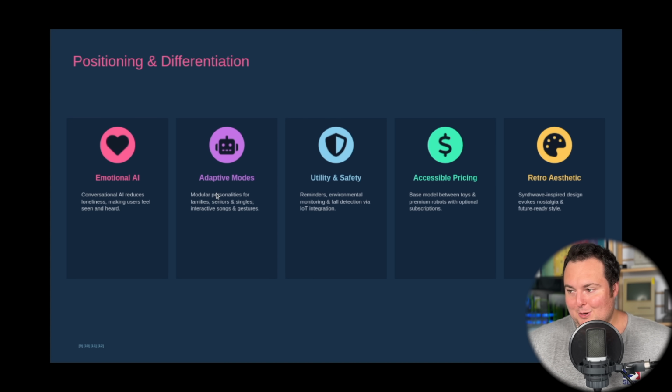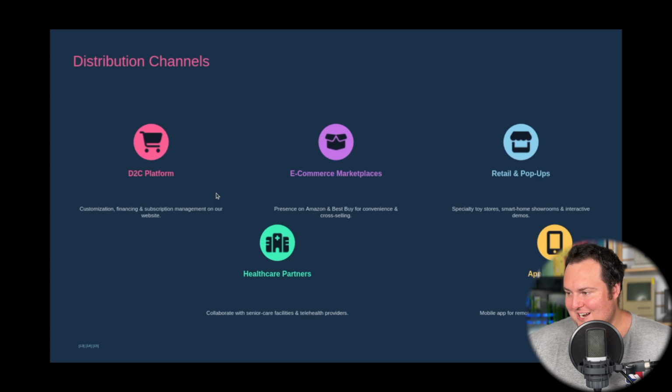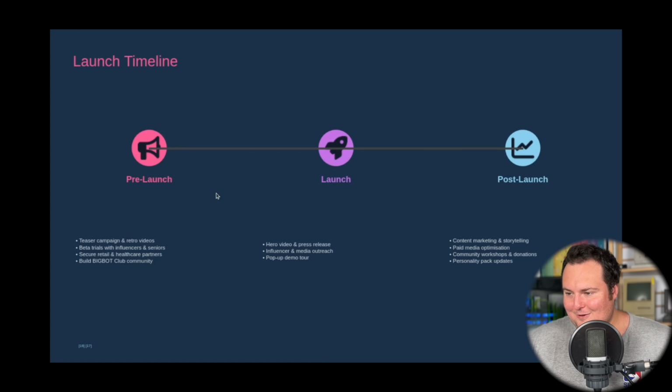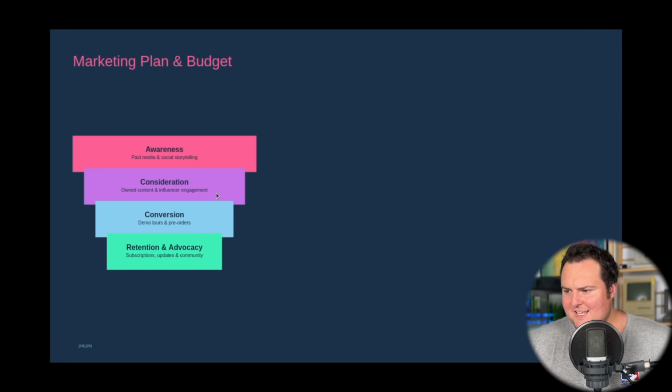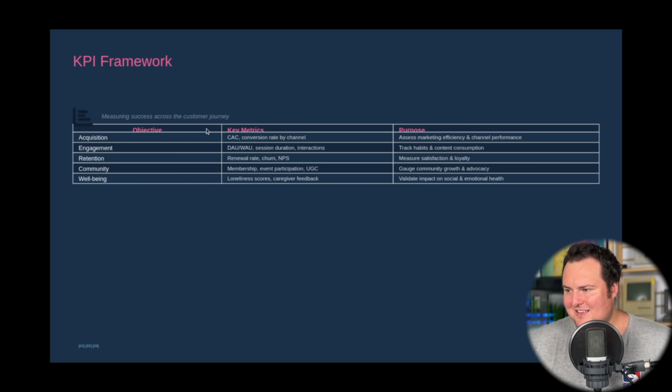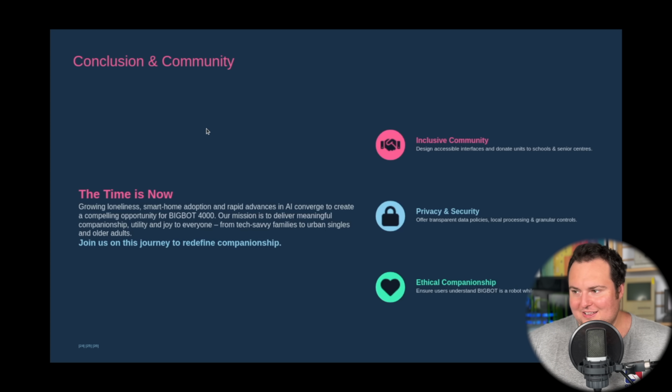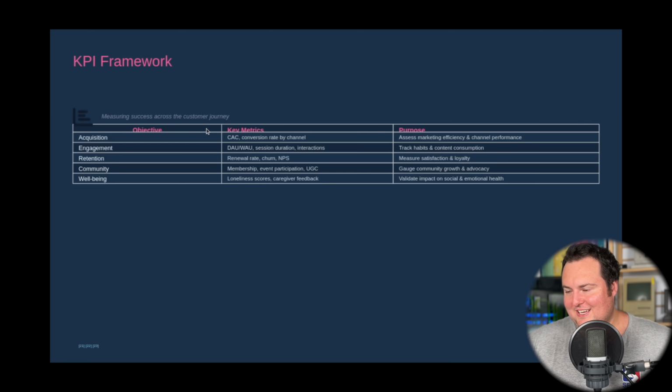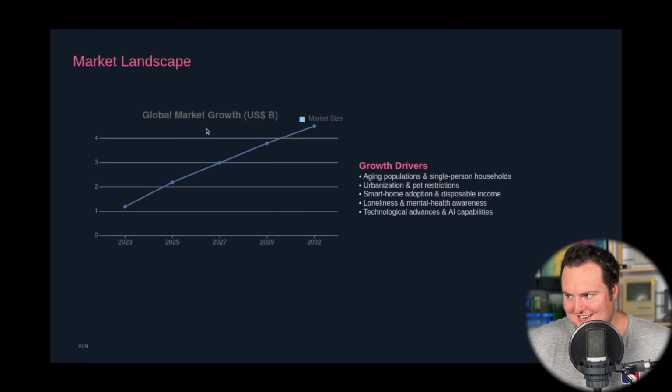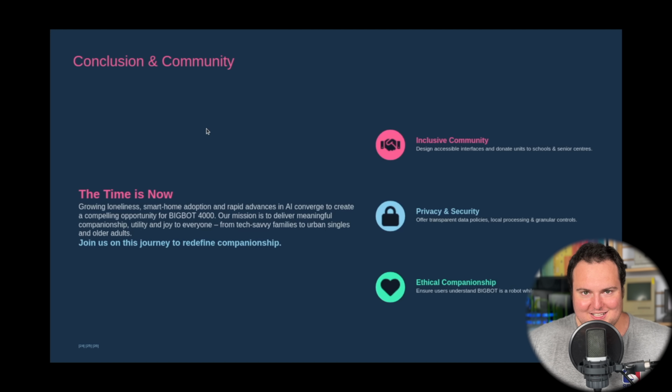Positioning and differentiation. Emotional AI, adaptive modes, utility. All right, this is getting kind of boring, but retro aesthetic. Distribution channels, all right. Oh, we have a launch timeline. Okay, there's no actual time here, but I didn't give it any of that information. All right, it's just getting worse every slide. The time is now. This honestly looks like a slide deck that would be presented in one of those joke shows, where they give presentations that are fake, but the people don't know.